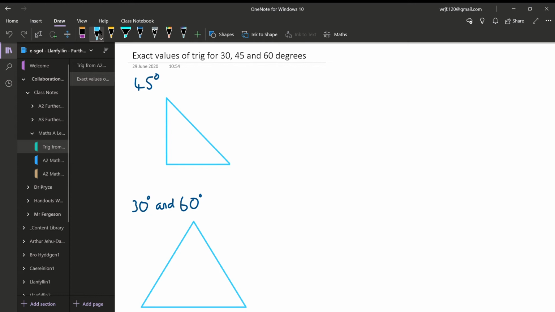Of course, we ought to be thinking in terms of radians as well, equally just as much really as in degrees, if not a little bit more. So instead of 45 degrees we could be talking about pi over 4 radians, and instead of 30 degrees we could be thinking about pi over 6 radians, and instead of 60 degrees we could be thinking about pi over 3 radians.